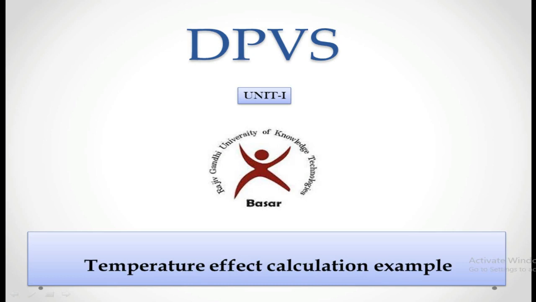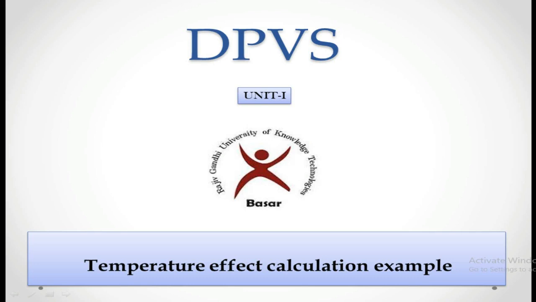Hello students, in this video we are going to see how the temperature is going to affect our three parameters. They are short circuit current, open circuit voltage and peak power. Okay, so let us see how the temperature will affect these three parameters.